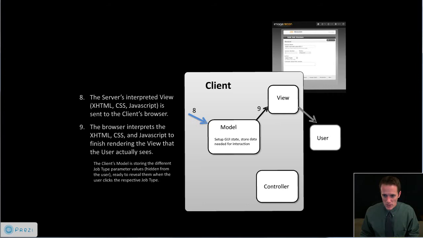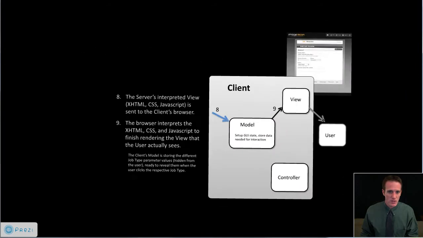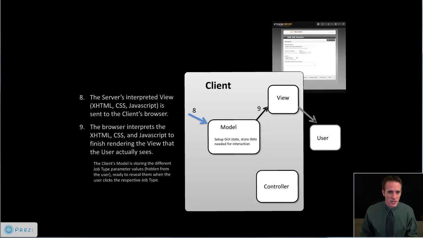Actually, let me back up there, number 7. When the code reaches the view, there's PHP and HTML. When it finally leaves the server here, that PHP code will have been parsed and interpreted. So then it's static code that leaves the server. And number 8, it reaches the client then, and it's a combination of the HTML file, the cascading style sheets, and the JavaScript, and those still need to finish rendering to set up the GUI state.